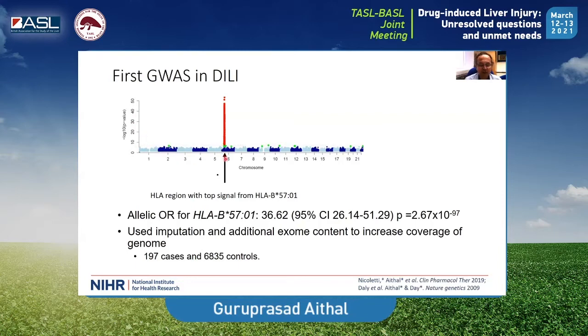So the higher the number, the lower the p-value, and the more significant it is. As you can see, on chromosome 6 there are a number of red dots, which are all HLA alleles, and the highest one is related to HLA-B*5701, with a 37-fold increased risk of DILI, a very strong association. So we found that drug-induced liver injury, at least flucloxacillin-induced liver injury, is strongly influenced by an allele in an HLA class 1 gene, HLA-B*5701, which is the same genetic polymorphism associated with abacavir-induced skin reaction. I'll come to the overlap in a minute.